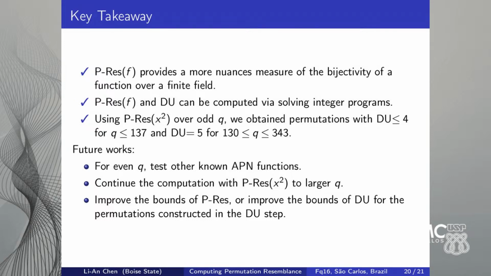Here I list some future work for the computational side. First, for even q, we haven't tested many APN functions yet. What I tested is only x cubed and the one I showed you. So there's a lot to test computationally, even for APN functions. Then I also want to continue the computation of PRES x squared for larger q. And maybe for the optimization part, we can improve some bounds for PRES or improve bounds for du constructed in my second step.